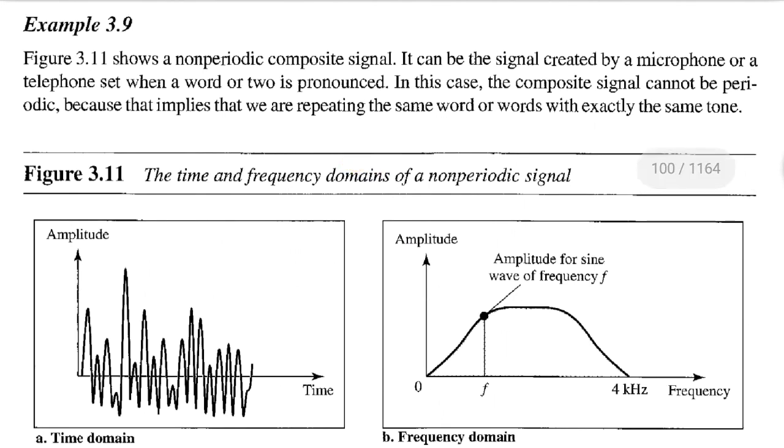Example 3.9. Figure 3.11 shows a non-periodic composite signal. It can be the signal created by a microphone or a telephone set when a word or two is pronounced. In this case, the composite signal cannot be periodic because that implies that we are repeating the same word with exactly the same tone. The time and frequency domain of a non-periodic signal.